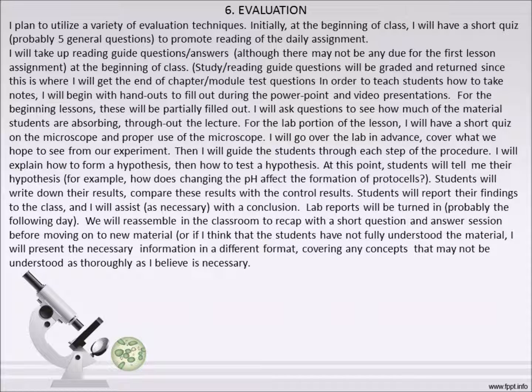We'll then reassemble back in the classroom to recap with a question and answer session before moving on to new material. Or if I think that students have some areas where they've not fully understood the material, then I'll present the information necessary in a different format, covering any of the concepts that I feel might not have been fully understood.